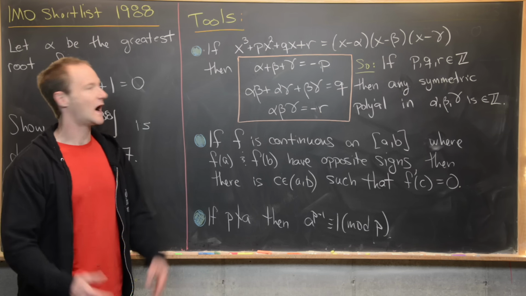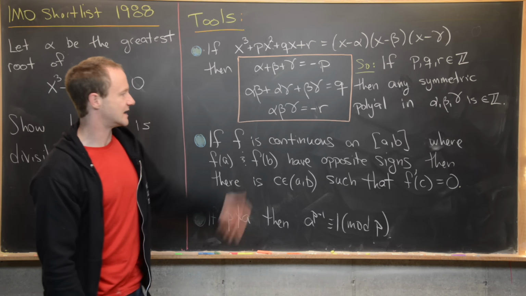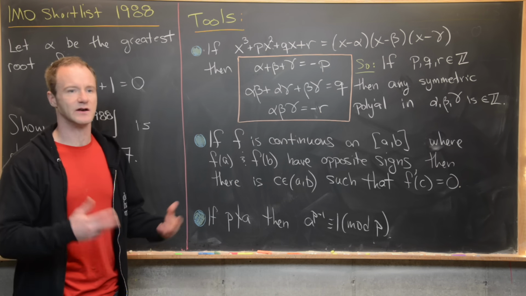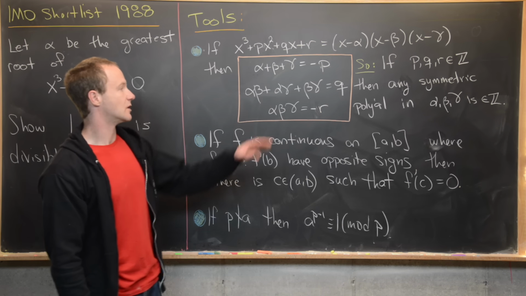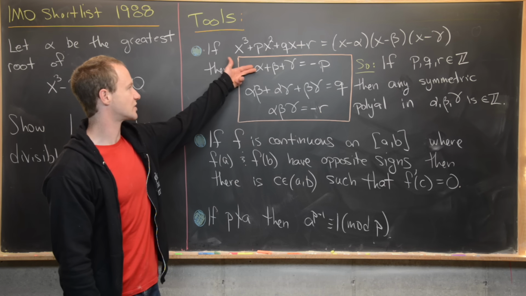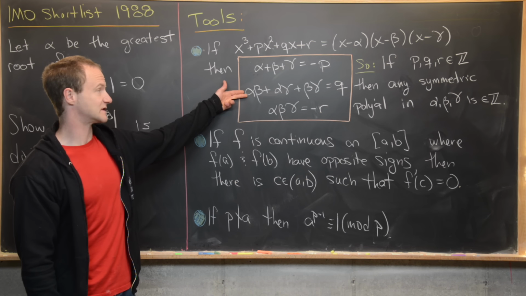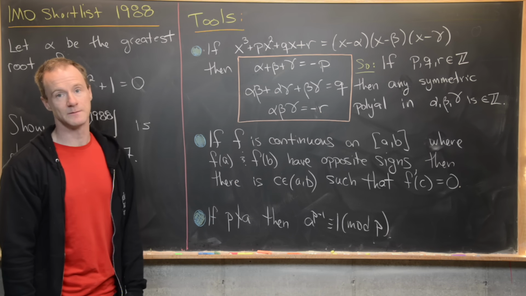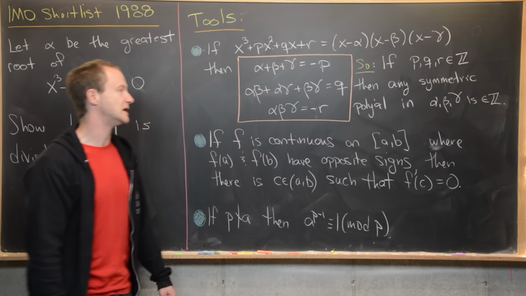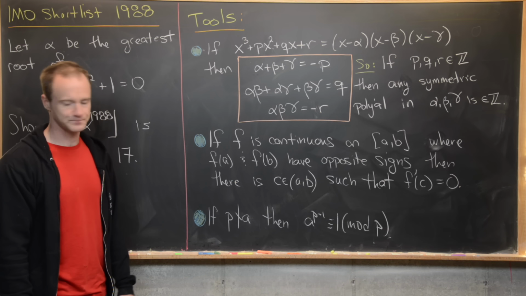You might say, well, why is that? That's because these things on the left-hand side generate what is known as the ring of symmetric polynomials in 3 variables. So if you have a symmetric polynomial in alpha, beta, gamma, you can express it in terms of alpha plus beta plus gamma, alpha beta plus alpha gamma plus beta gamma, and alpha beta gamma. Since you've expressed it in terms of those, you've really expressed it in terms of p, q, and r, which are integers. So what you have is in fact an integer.